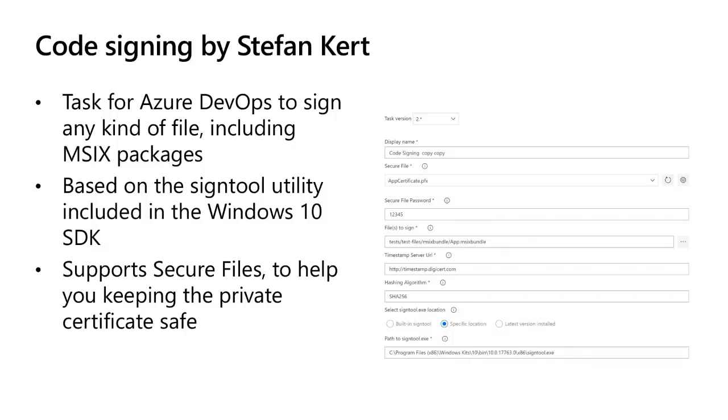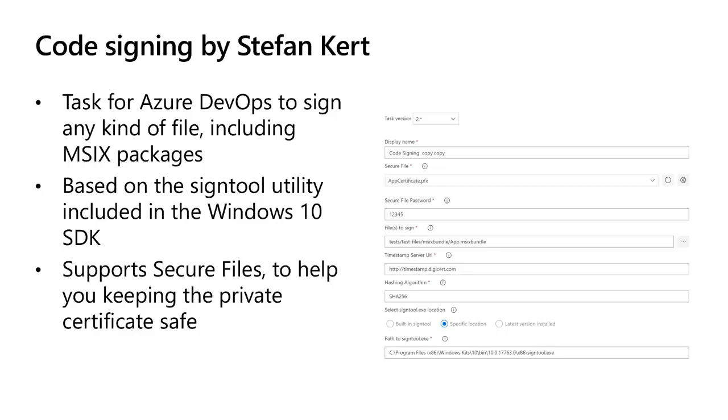Which are the ways you can use to sign the package as part of your release pipeline? One option is to use a task called code signing, developed by Stefan Kurt, which is using under the hood the SignTool utility, which is part of the Windows 10 SDK. With this task, you can choose the private certificate you want to use, you share the password, you choose the MSIX package you want to sign, and that's it.